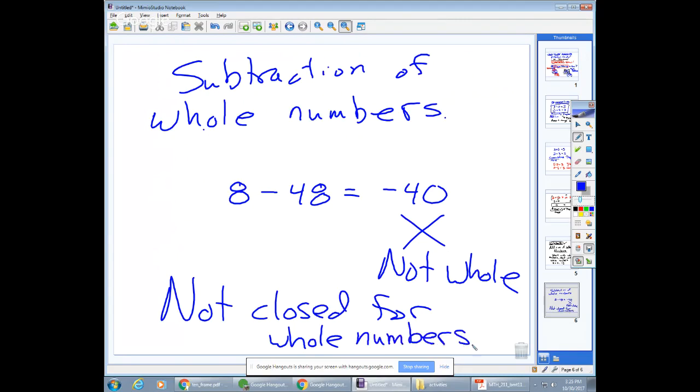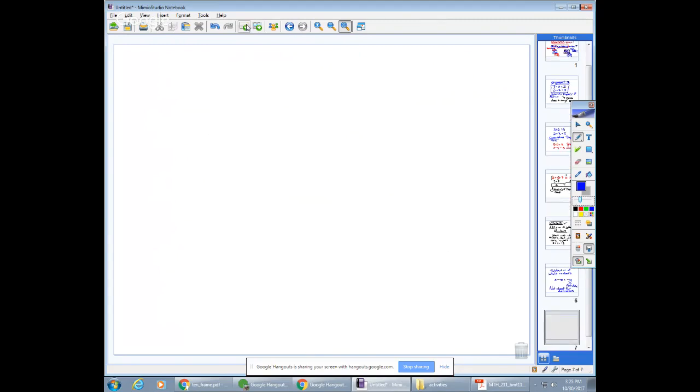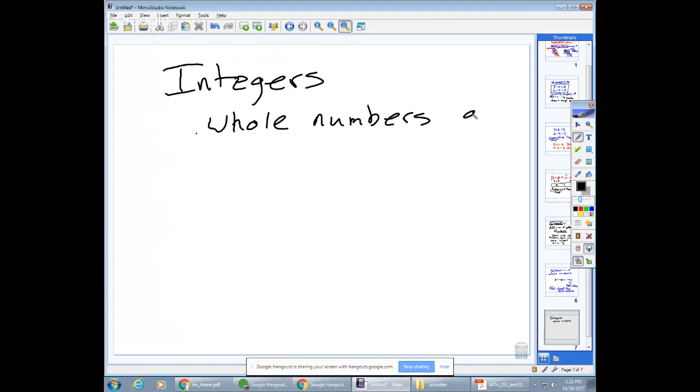Now that doesn't mean there isn't some set out there it's closed for, but it's certainly not closed for whole numbers. So you think, well, what other kinds of numbers are there? Well, there's a group of numbers called the integers. Does that sound familiar? So integers are the whole numbers and their opposites. We'll look at that in a chapter or 2 from now. But I just want to mention, integers are the whole numbers and their opposites.